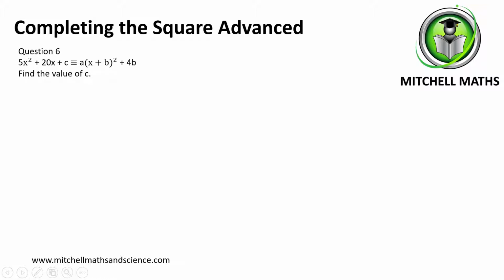Right, the final question we're going to look at in this video is we've got 5x squared plus 20x plus c. And when you've got this symbol here, which has three lines, that means equivalent to. Now, the important bit here is that you have b and you have 4b instead of c at the end. And what that means is that whatever goes here, you're going to have 4 times that number here.